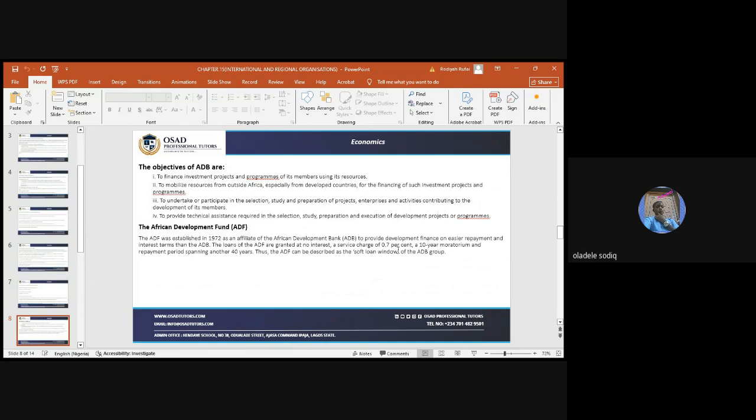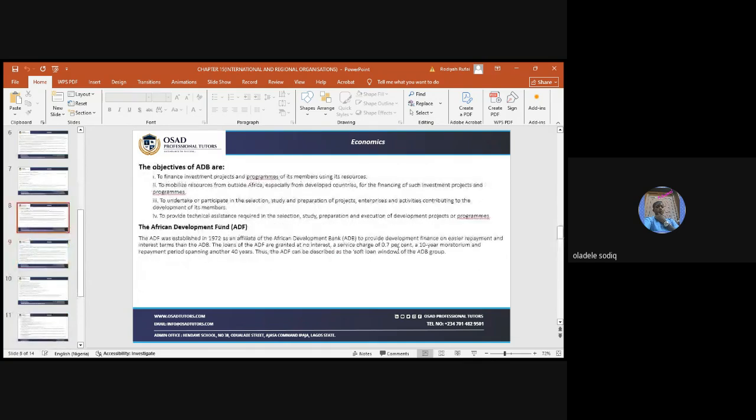So let's look at the objectives. The main objective is what? To also provide loans.